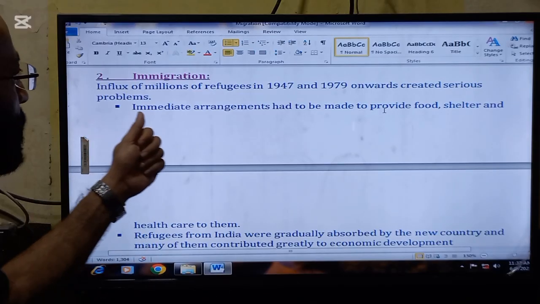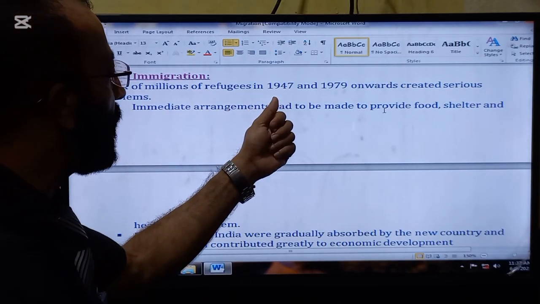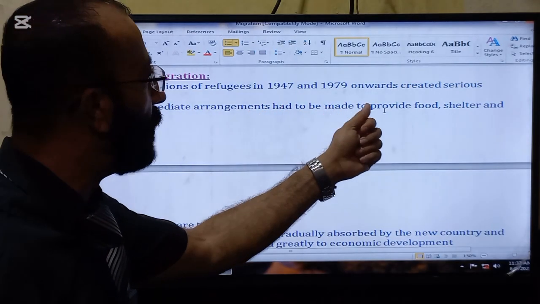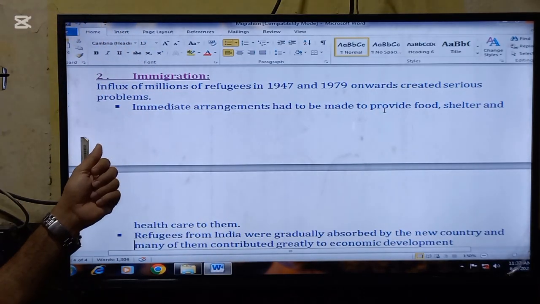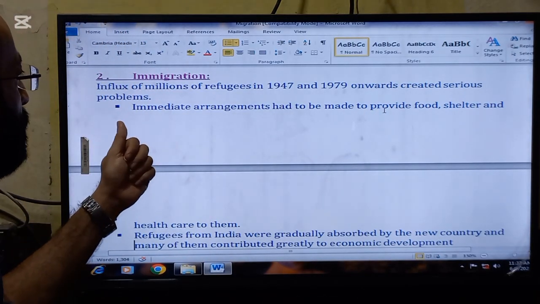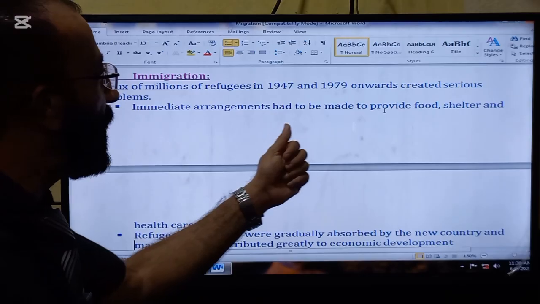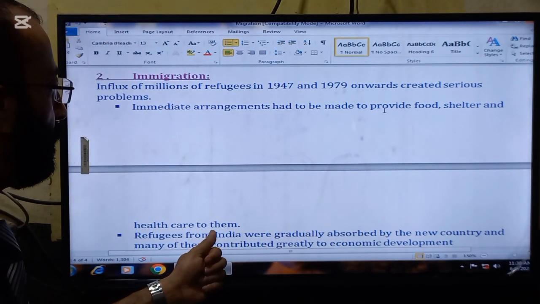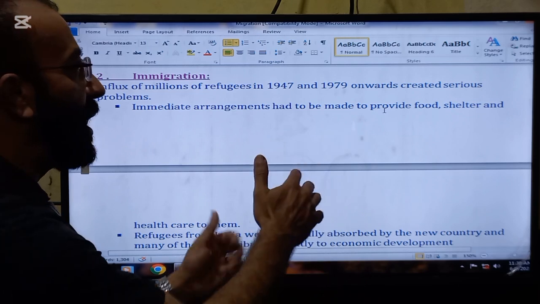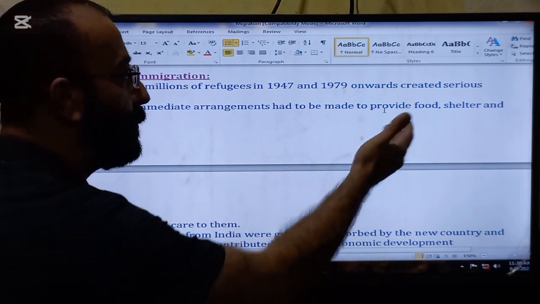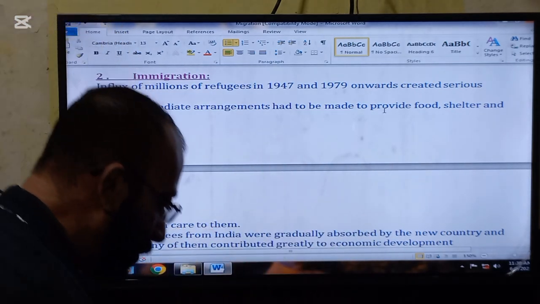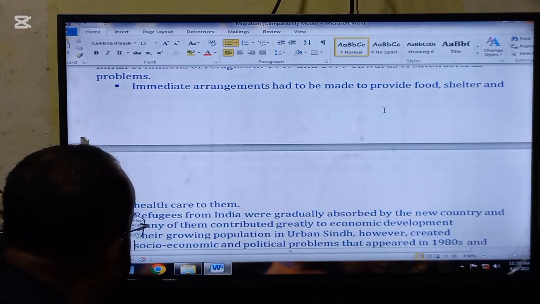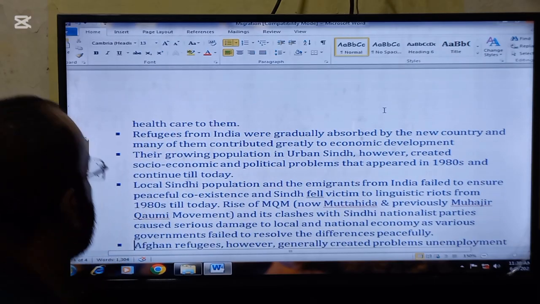The influx of millions of refugees in 1947 and 1979 onwards created serious problems. First effect is immediate arrangements had to be made to provide food, shelter and health care to them. Definitely, if they are in Pakistan now, they will need food, shelter, and health. So it will be a burden on Pakistan then. So this is the first effect.